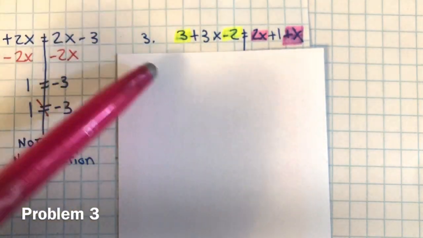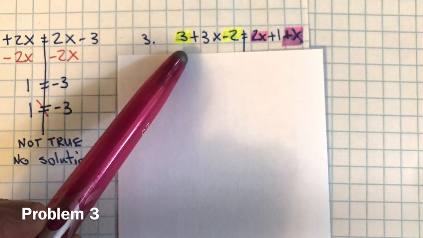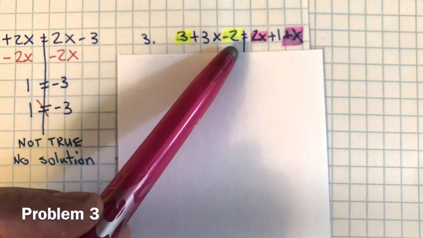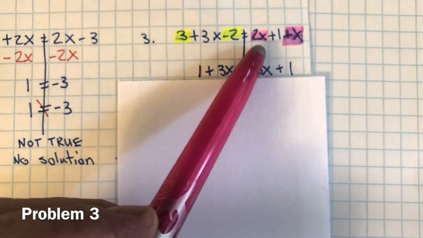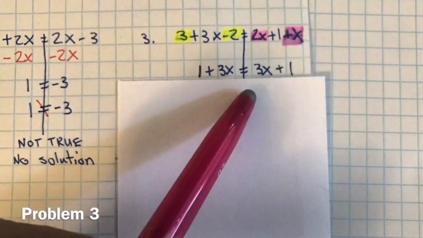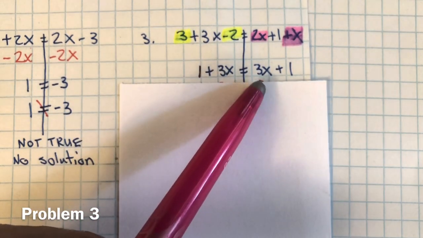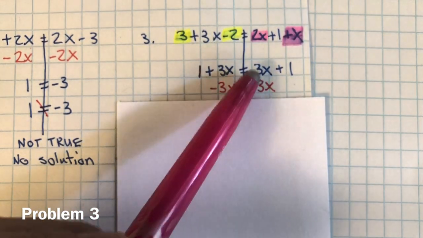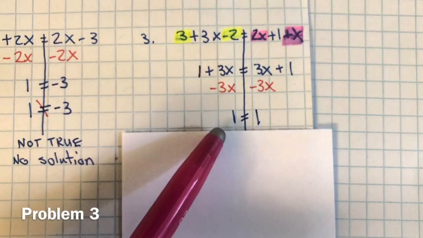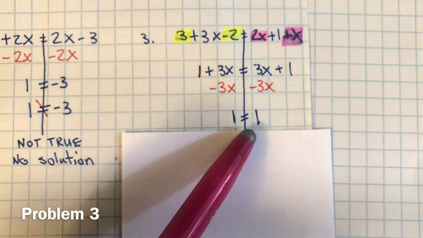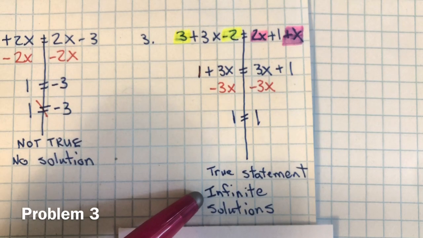For number 3, first we can simplify the left side of the equation and the right side by combining like terms. So we have 3 minus 2, which equals 1, and then the two x variables, 2x plus 1x equals 3x. Now we're going to move the variable to one side, and we're going to subtract 3x from both sides. Zero pair, and we're left with 1 equals 1. Well, that's a true statement, and that means that there's infinite solutions.